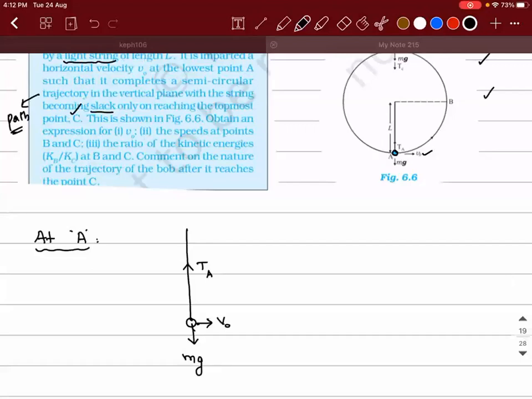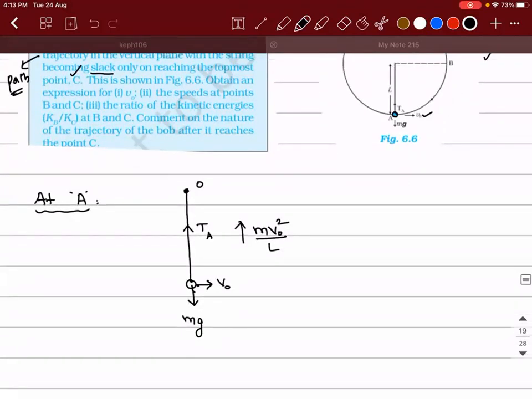So for a particle to be in a circular motion, what is the necessary force? What is the necessary force required to put the particle in a circular motion? Centripetal force. Yes, which will act in which direction? Towards the center, which is m v0 squared divided by, what is the radius of the circular path? Look at the diagram. The length of the string. Very good. It is the length of the string which is going to act as the radius of the circular path. Now, at this point, can I say TA minus mg is equal to m v0 squared divided by L?